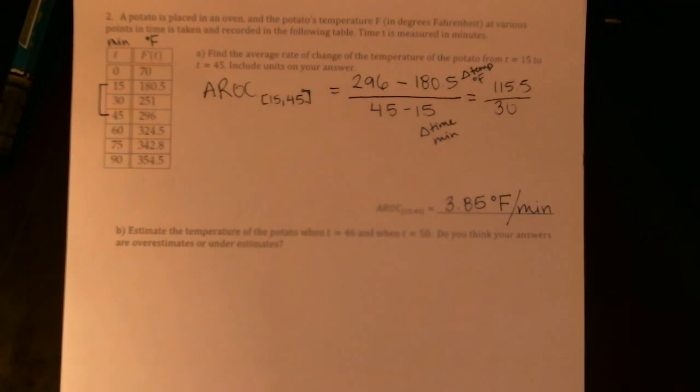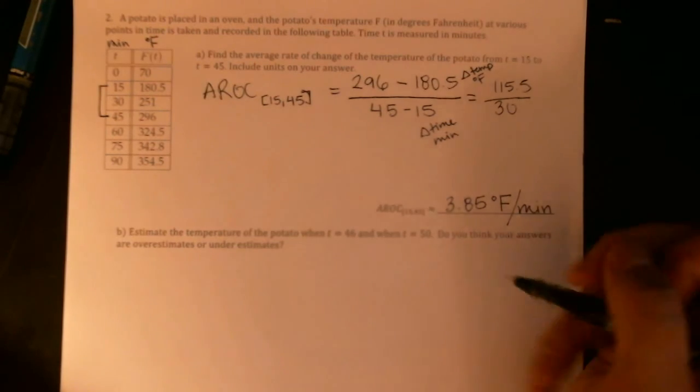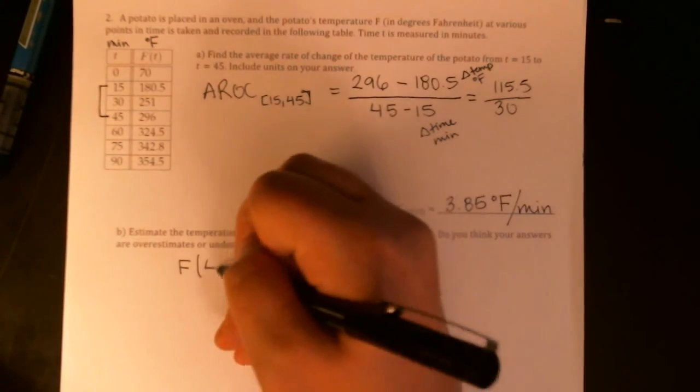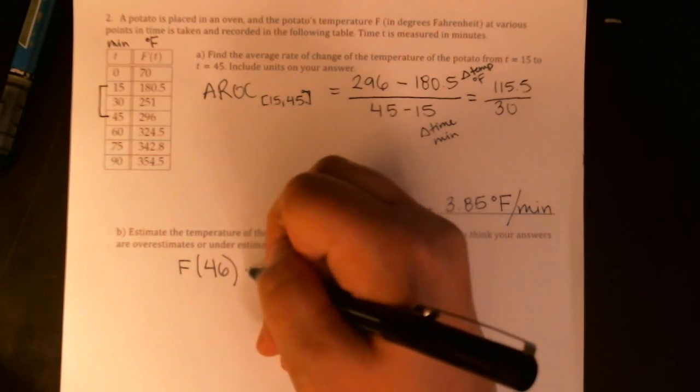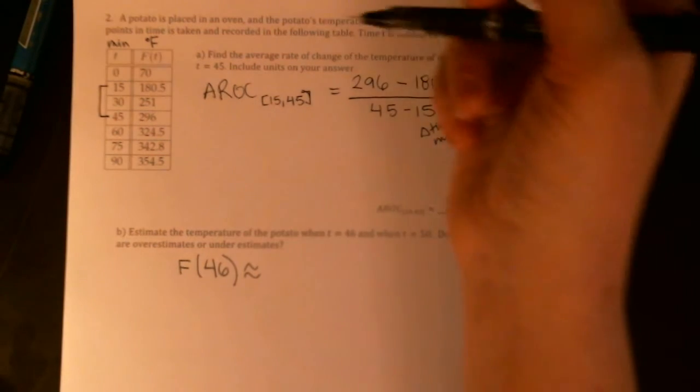Okay, so now we want to estimate the temperature. So not another average rate of change. We now want to try and make an estimate of the temperature when t equals 46 and when t equals 50. So really what we're looking for is f of 46, but we're not expecting to get an exact answer. We're expecting to get an approximation of the answer.